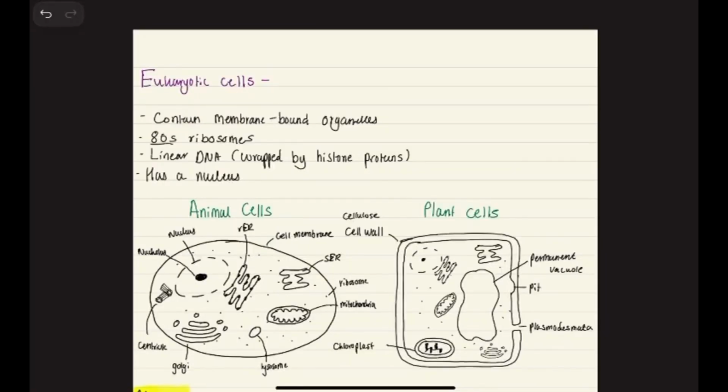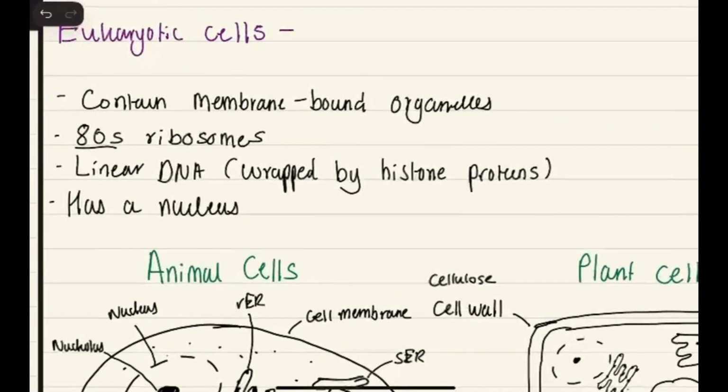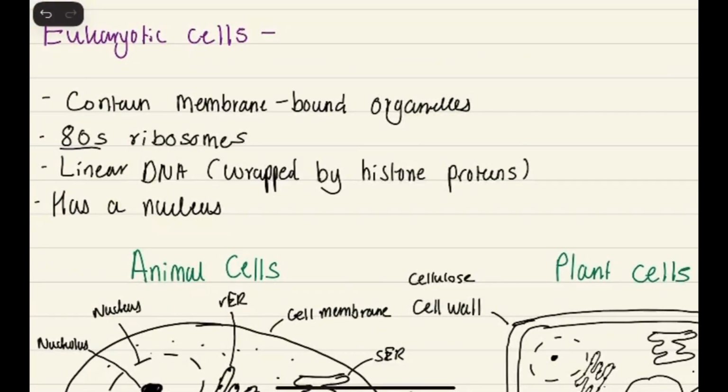Let's get into it. Okay, so first thing we're going to do is talk about eukaryotic cells. Important things to know, they have membrane-bound organelles. An organelle is a structure inside of the cell that carries out a particular function, right? They have ones that are surrounded by membranes. They have 80S ribosomes. We'll talk about ribosomes in a second. 80S is just the size. So just remember, in a eukaryotic cell, 80S ribosomes.